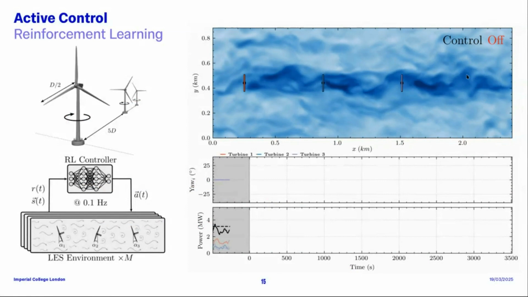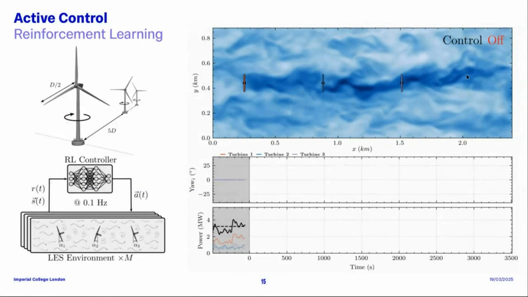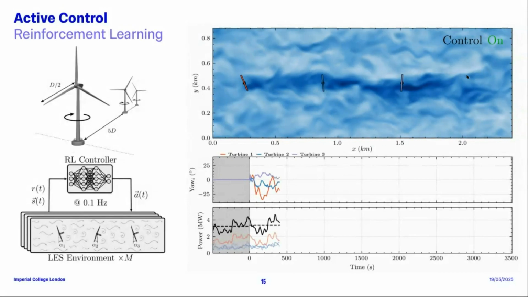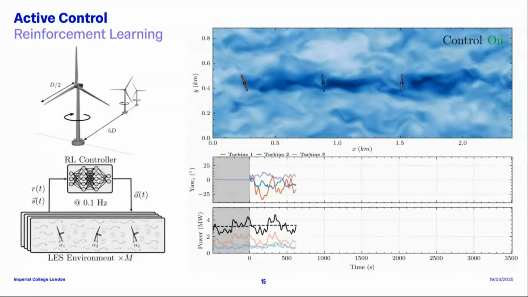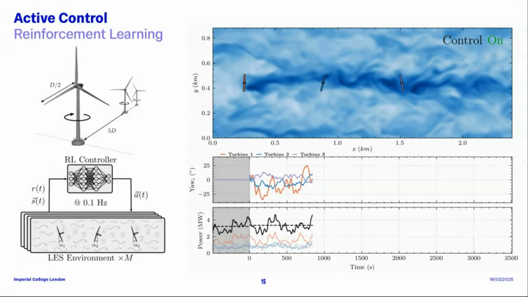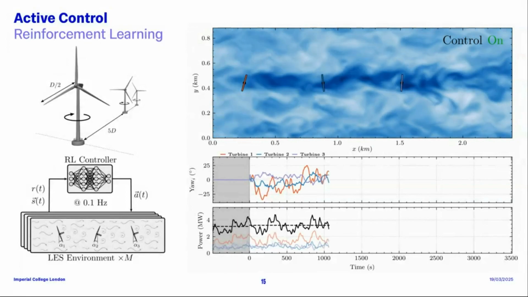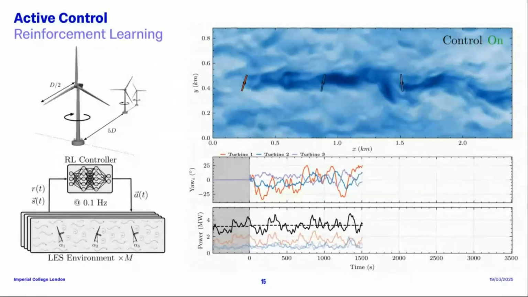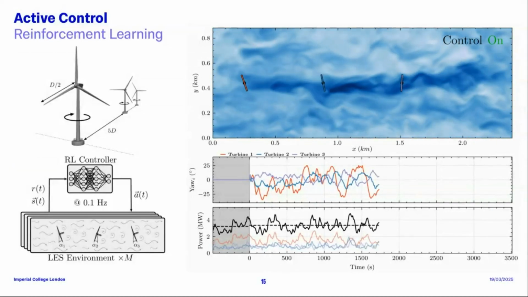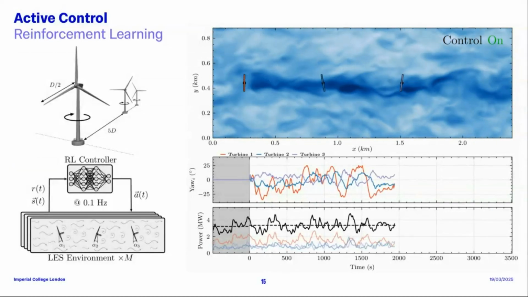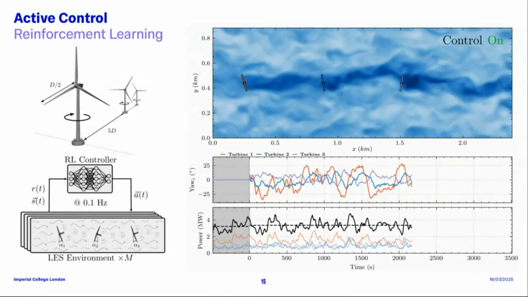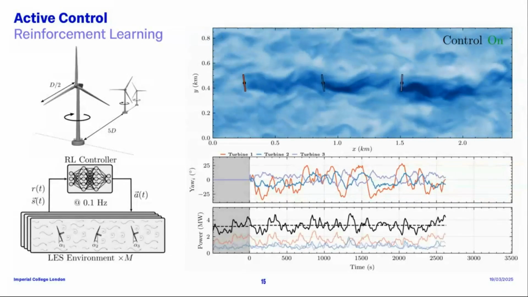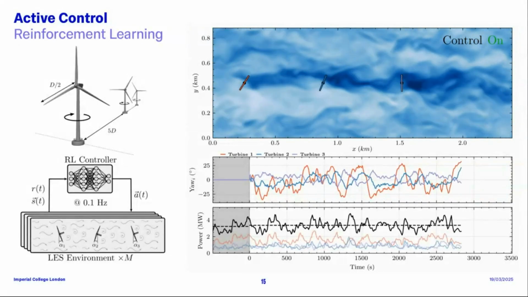Another thing we can do with this is, rather than look at optimizing for a static case, we can actively control the wind turbines to dynamically adjust to varying inlet conditions and control the wake steering in a dynamic fashion. And so we do this using a reinforcement learning approach to train a controller that senses the flow around the wind turbines and then reacts to that to increase the power that the wind farm can produce.